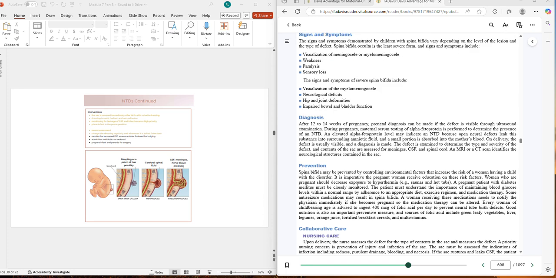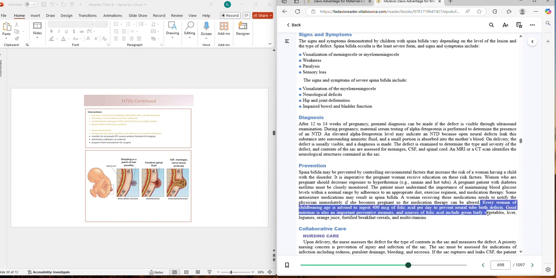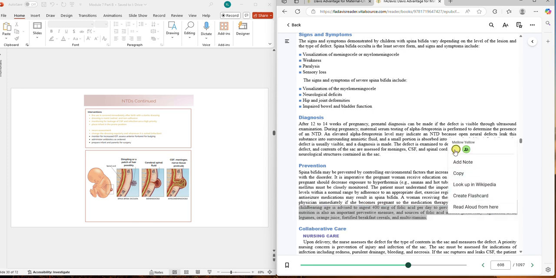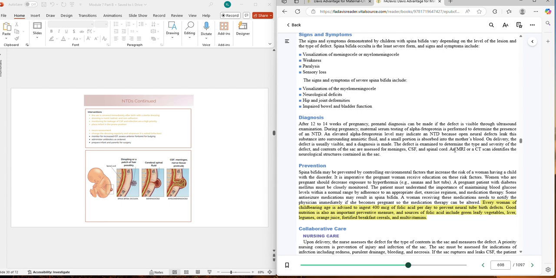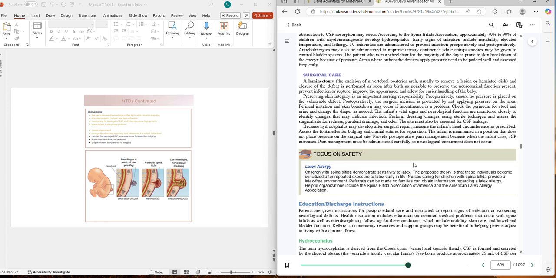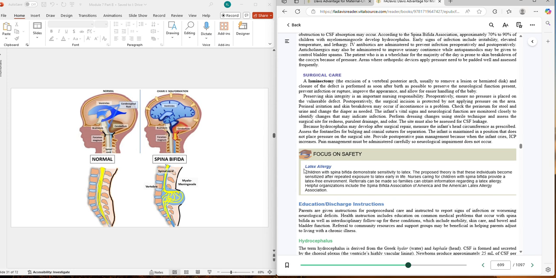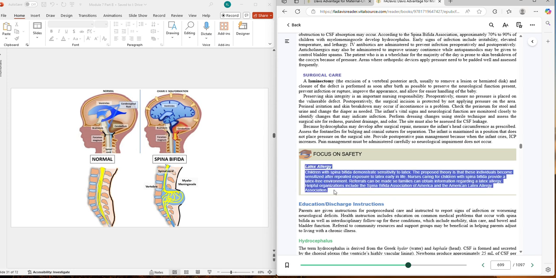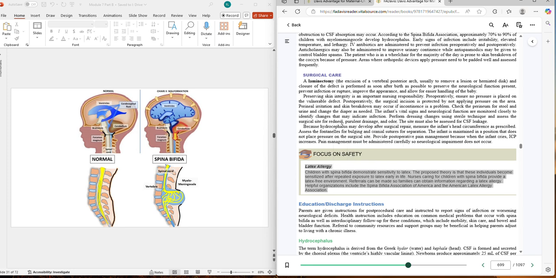Under prevention, so we know what's the biggest thing that would prevent spina bifida? Folic acid during pregnancy, right? So make sure, wink and lollipop, you remember that folic acid is going to prevent the spina bifida. Another big thing to do with spina bifida is under your focus on safety at the bottom of 699, latex allergy. We never, ever, ever use latex with a child with spina bifida. They're very sensitive to that. So wink and lollipop, don't ever use latex with a child with spina bifida.